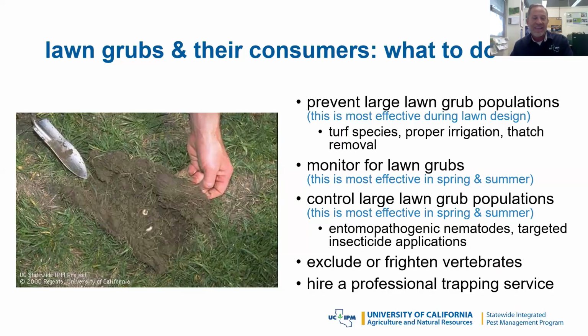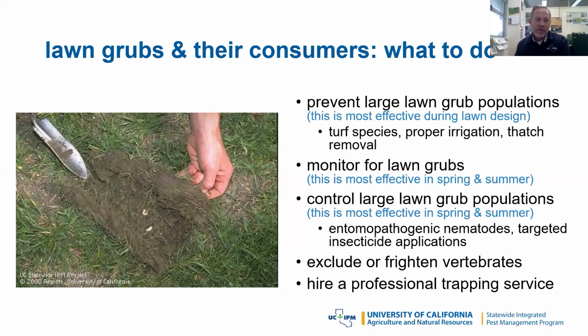We can also enable the natural enemies of these grubs to get down into the soil where they live and help us control them. In the spring and summer, you can also start thinking about monitoring for lawn grubs. And that way, you know if you have a developing problem and you have time to make a treatment if necessary before autumn comes. And the reason is because in autumn, these grubs are not feeding, so it's much more difficult to control them. It's really only effective in spring and summer.